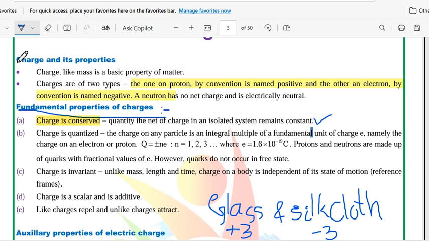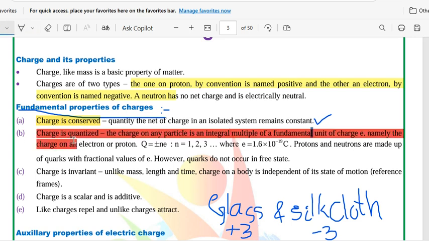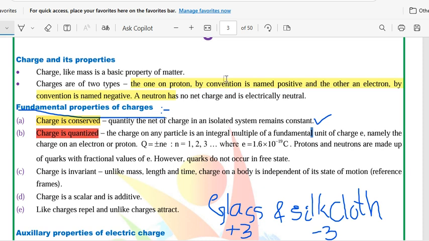The second property is that charge is quantized. What do you mean by quantized? Here, the charge on any particle is an integral multiple of the fundamental unit of charge. What do you mean by integral multiple? The unit of charge e is the charge on an electron or a proton. It may be an electron or it may be a proton.